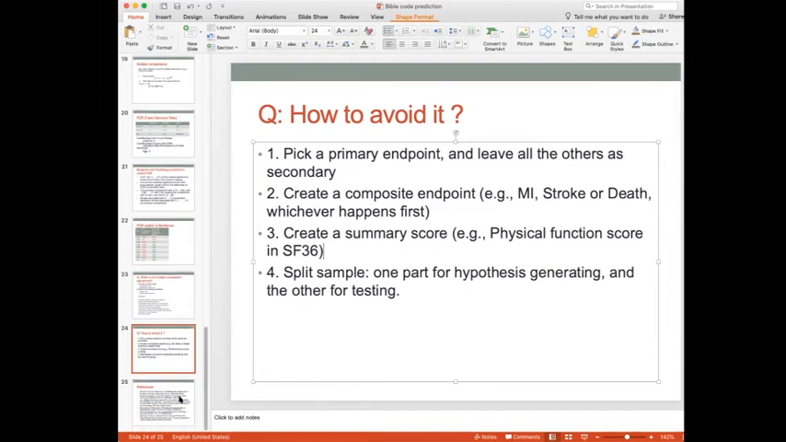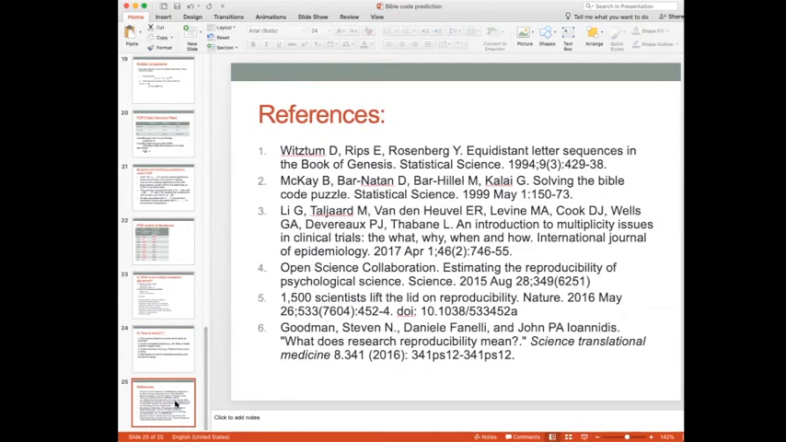So that's all I have to talk about. This is about multiple comparison. I would be happy to take any questions.